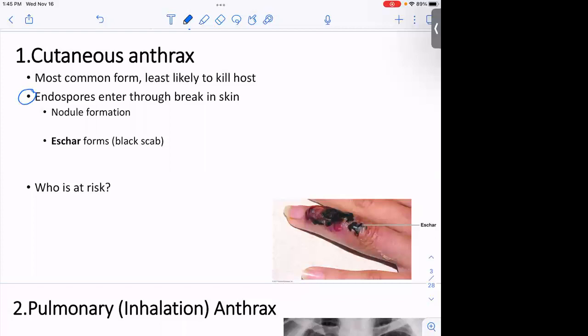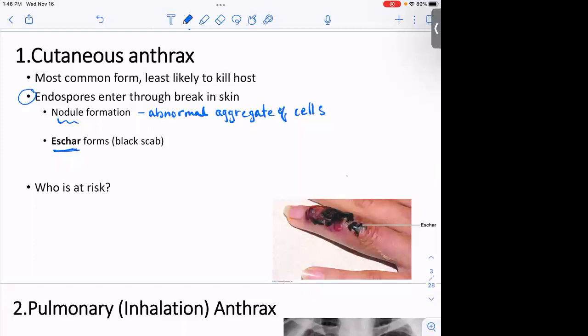And again, where would people encounter this? Usually when they're around animals. I think that's mostly the cases. So how does that present? That usually causes a nodule to form. A nodule is just an abnormal aggregate of cells. And when that scabs over, it turns black, causing the tissue to die, necrosis of tissue. That black scab that forms has a special name, it's called an eschar.